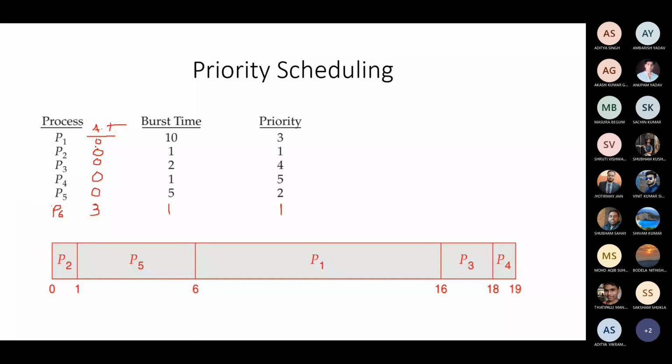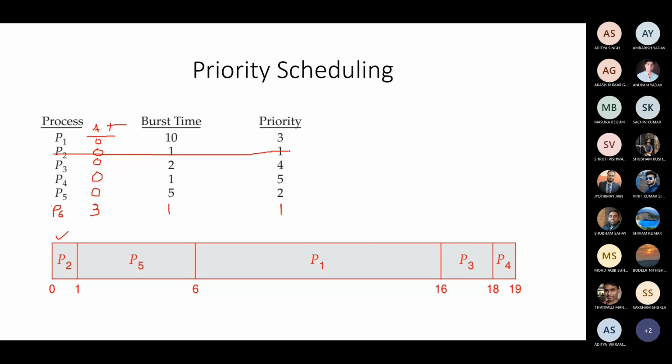The arrival time is 0. At the 0th position, what will you schedule? For all these 5 processes there is no other process available. Since arrival time is the same, you will execute whichever has the highest priority. Which has the highest priority? P2, right? P2 is scheduled. This is 1 second.